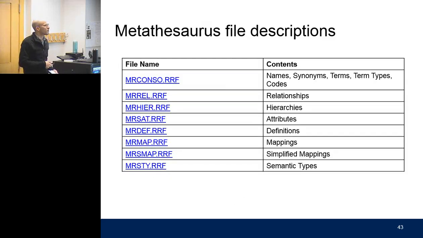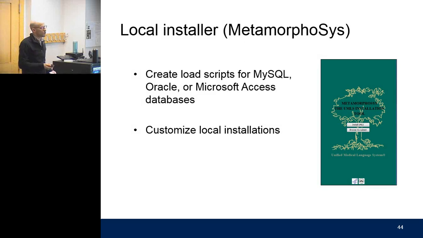Here's a quick description of some of the file types and what you will find in terms of how those relate to connecting ontologies within the UMLS. If you're going to do a local download, you'll use this installer called Metamorphosis. This will allow you to create load scripts to pull subsets of the UMLS into your database or whatever application you're using. Most people typically don't code against the whole UMLS because it can really slow your application down.